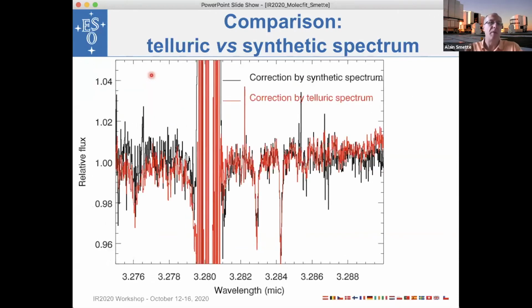If we make the comparison, if we divide the spectrum of the object by the Telluric or by the synthetic, here is what it looks like. Of course, we have regions where the flux is close to 0, so dividing 0 by 0, we have basically no signal. But apart from that, we can see that the method is working really well.